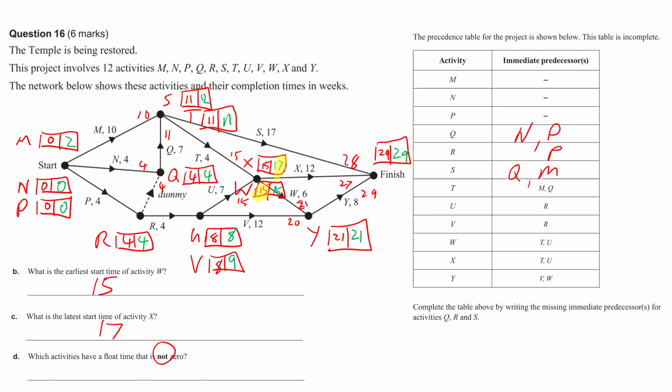Now, which of the activities have float time that is not 0? So if we look at this, not 0, that's not 0. That's got a 1. Let's try and get rid of that highlight there because it's from the previous question. What else we got? That. So there's only M, S, V, X.